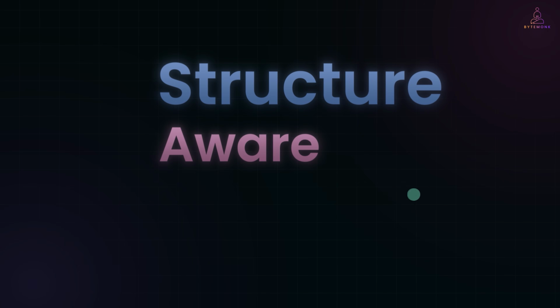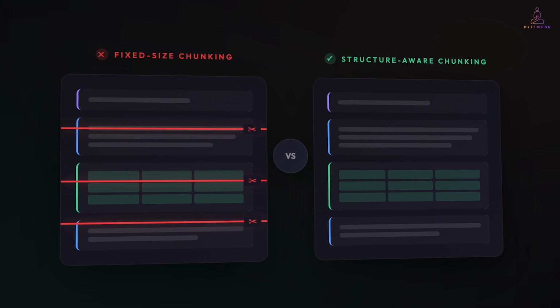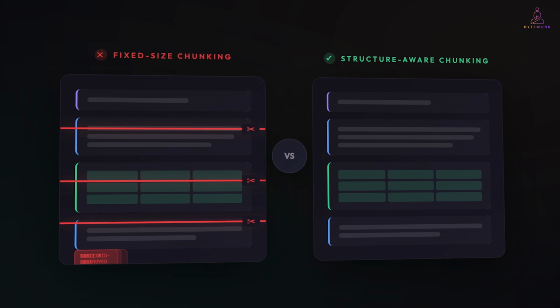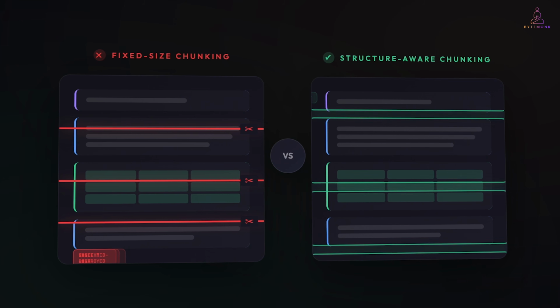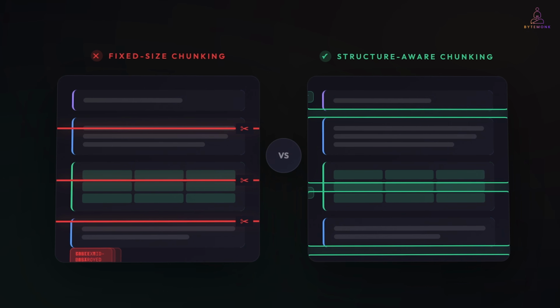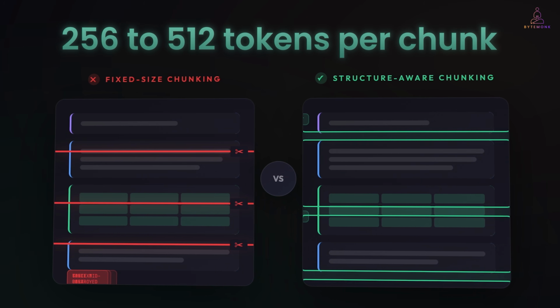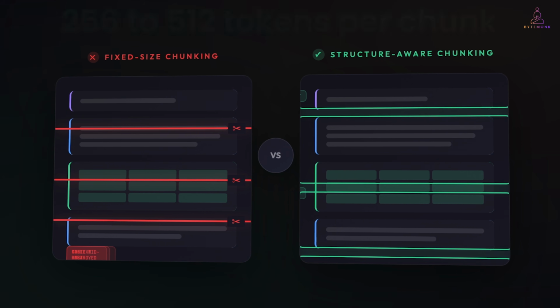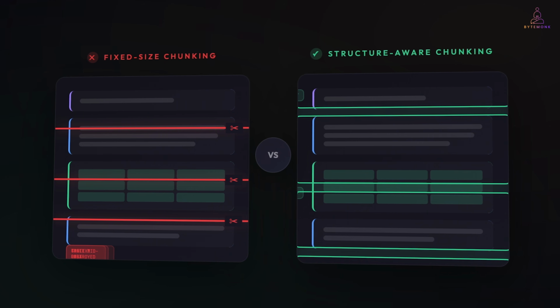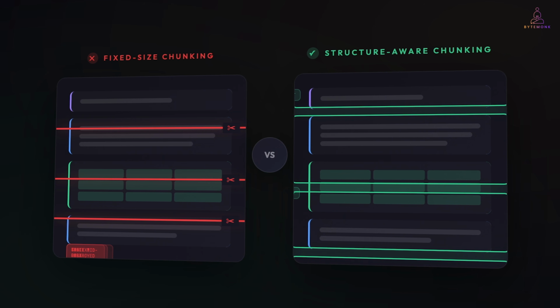Next is structure-aware chunking. Instead of splitting every 500 tokens regardless of what's there, you chunk based on the document's natural boundaries. You keep a heading together with the paragraph it describes. You don't cut a code function in half. The sweet spot most teams land on is somewhere between 256 to 512 tokens per chunk, with some overlap to maintain context across boundaries. But the exact numbers matter less than respecting the structure.